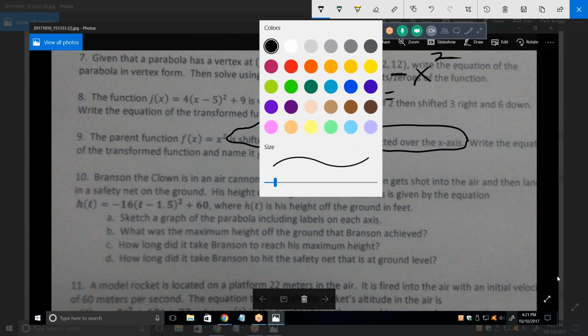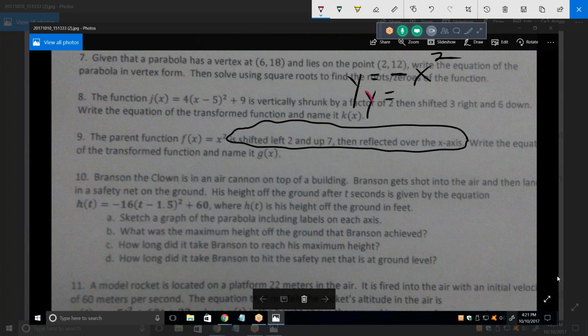This time I'm going to change the color of each one. So if I were just doing the reflection and shifted left 2, what would it look like? So y equals negative, and then parenthesis x plus 2, parenthesis. Correct. Exactly like that. And that's just that part and that part. And now finally add the up 7. So plus 7.